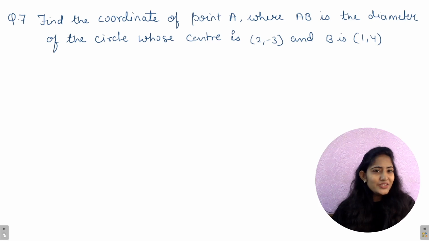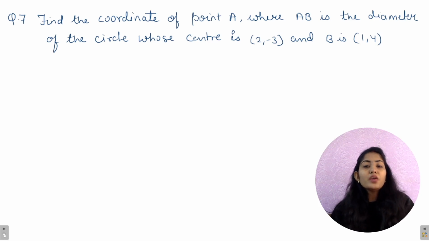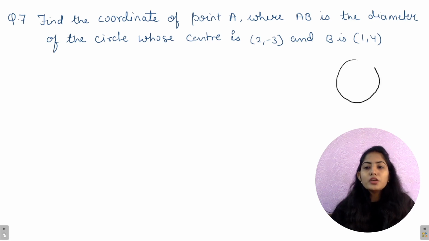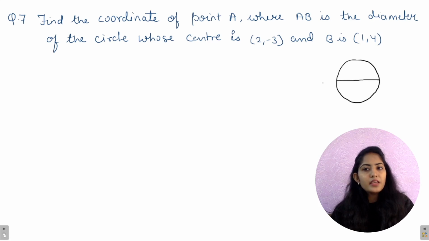Next question, here it is, friends. Find the coordinate of point A where AB is the diameter of the circle. Here is a circle, suppose. Okay guys, this is the circle. Okay, one second. So here it is a circle. One thing is given that AB is the diameter, that is A and B.